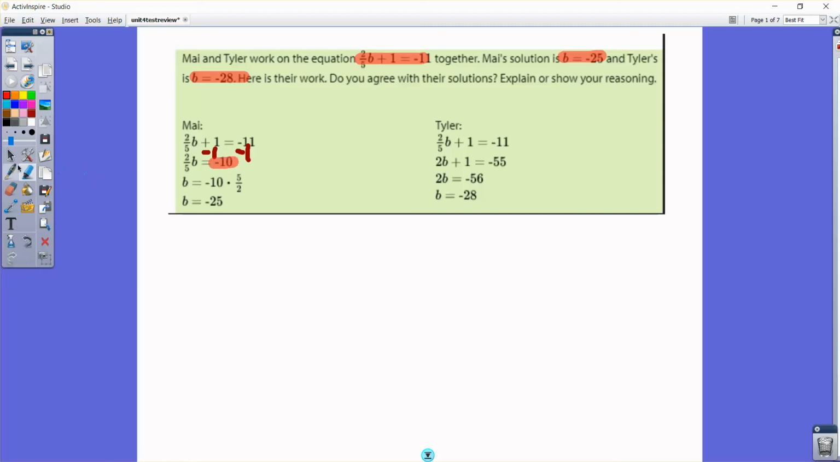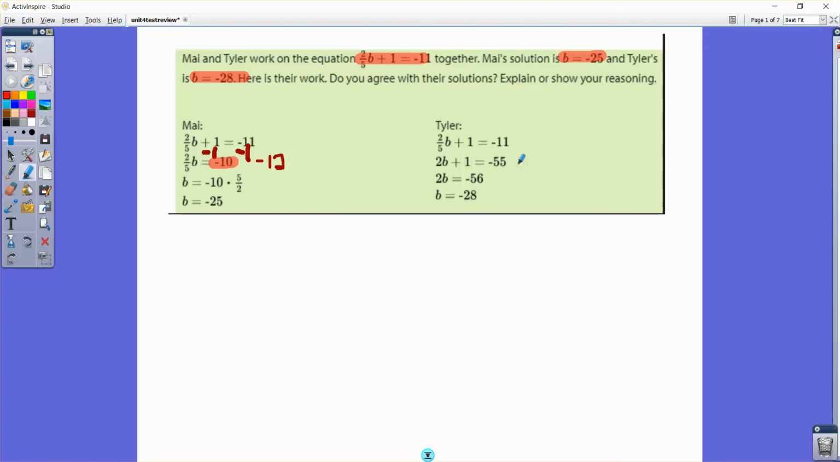So here is the mistake that she has made. This number here is supposed to be -12. So if she did -12 times 5/2, she actually will get the correct answer. So my solution is not correct because this answer here does not make sense. -12 should be the answer here, not -10. Okay, so let's look at Tyler's work. Let's see what Tyler did.